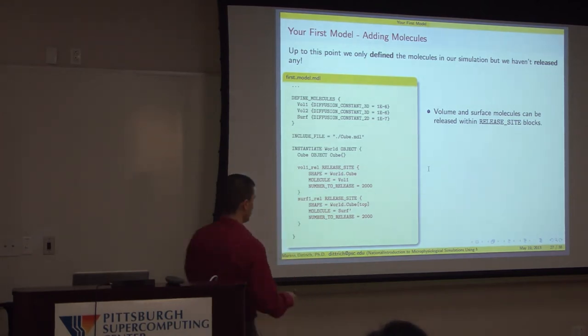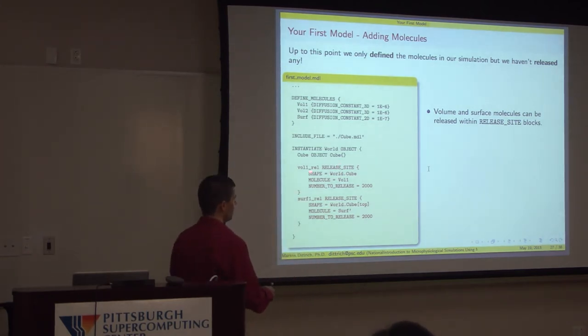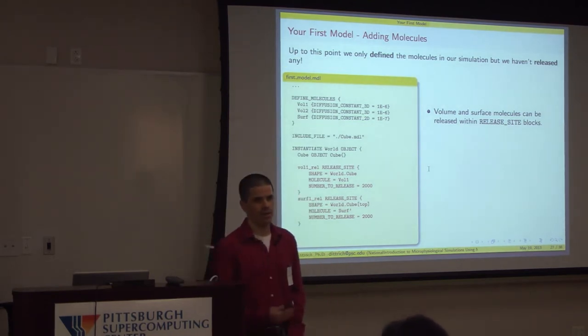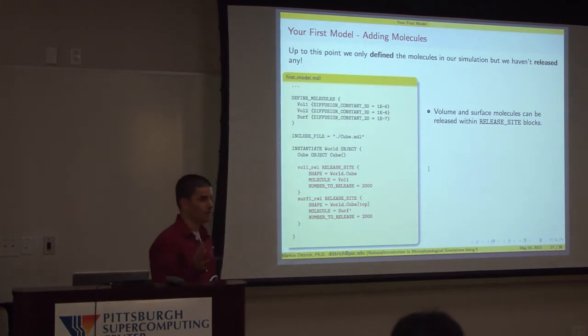So basically what we tell MCell is release the volume one molecule within the cube. Here we specify the molecule, volume one, and we tell it how many to release, 2,000. So it can release by number, it can release by concentration, whatever you prefer.